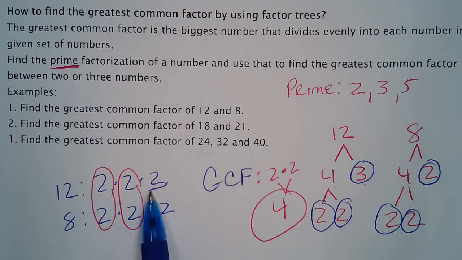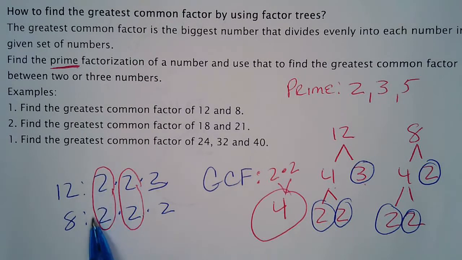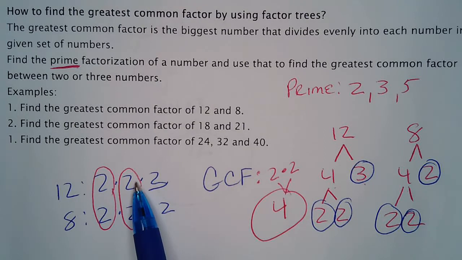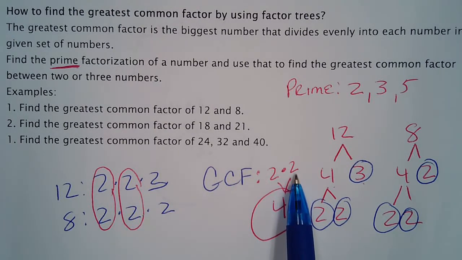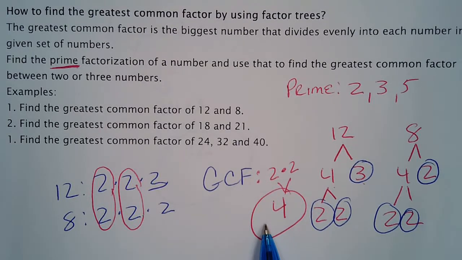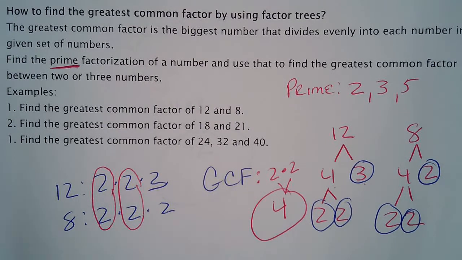We listed all our prime numbers for 12 and 8. And then to find our final answer, we pulled out every number that they had in common. So we had a set of 2's in common, so I pulled out one. We had another set of 2's in common, so I pulled out another 2. Then you multiply those two together. 2 times 2 is 4. So my GCF for the numbers 12 and 8 is 4.